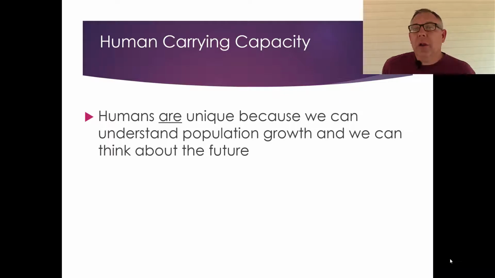Now, we are unique. Obviously, we're unique relative to other species. And we're unique because we can understand population growth. Other species don't recognize how big their population is getting and don't understand the physics and the math and the biology behind it, but we do. And we have the ability to think about the future and to synthesize different forms of knowledge.